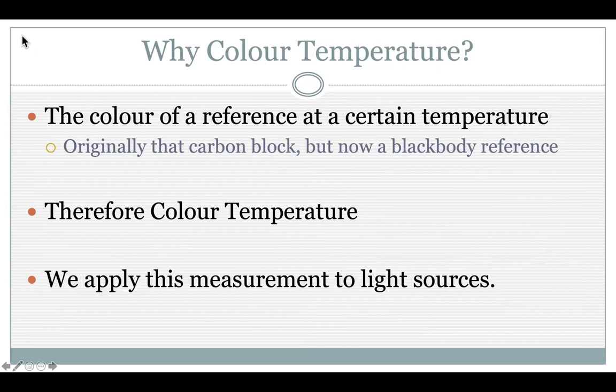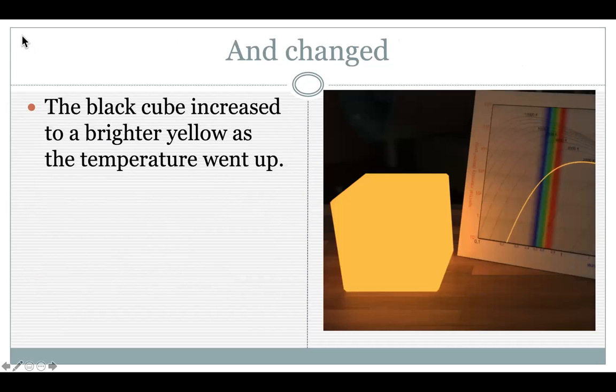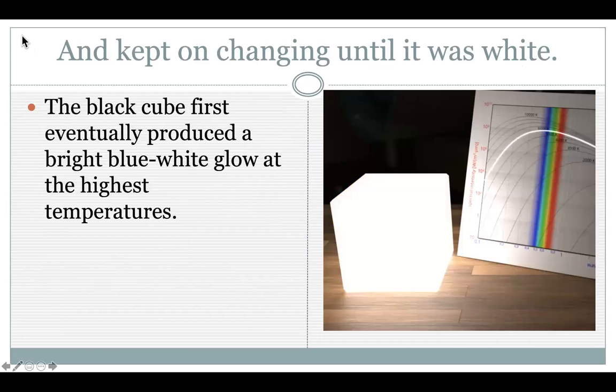Okay, we apply this measurement to light sources, mostly. So here's an example. When Kelvin heated a piece of carbon, the first thing that happened to it was that it turned red, right? Red hot, we've seen that. We all recognize that. Well, then he heated it some more and it started to turn yellow. And you've probably seen that too. When something gets really hot, it goes from red to yellow. And then you heat it again, it starts to get even more intense, and that yellow turns to almost a whitish yellow, right? And finally, it turns blue-white.